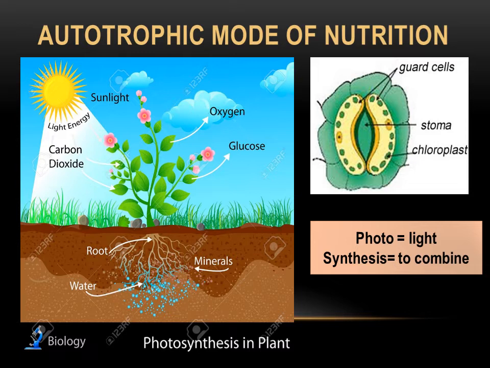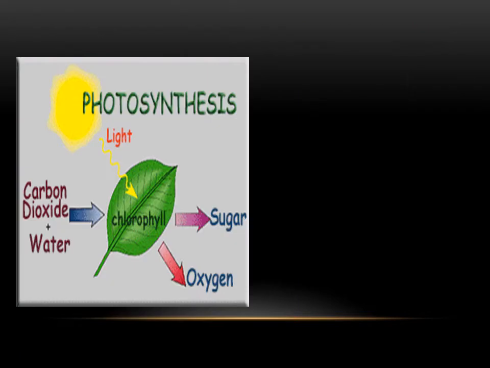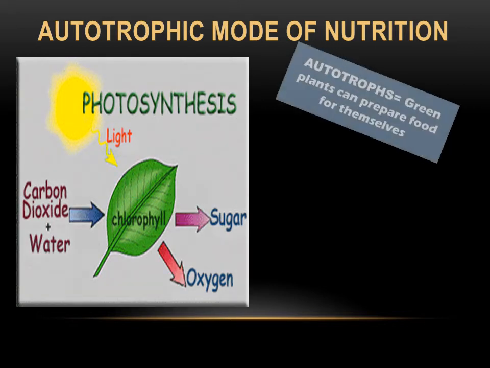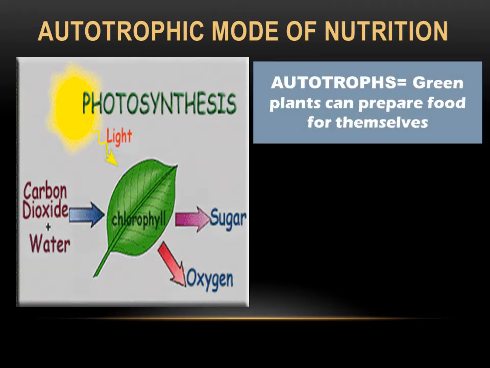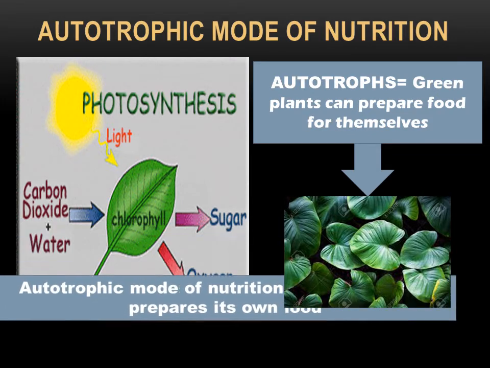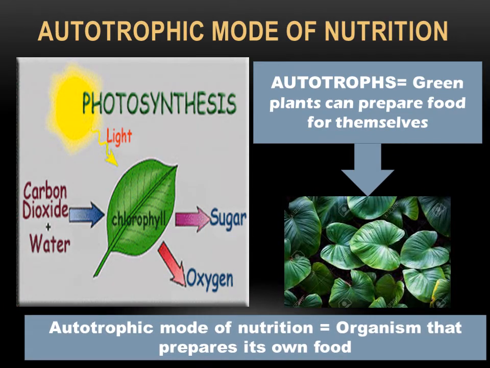Thus, the Sun is the ultimate source of energy for all living organisms. The green plants can prepare food for themselves. Such plants are called autotrophs. And the kind of nutrition in which an organism prepares its own food is called the autotrophic mode of nutrition. Two simple examples of autotrophic mode of nutrition are all the green plants and the blue-green algae.